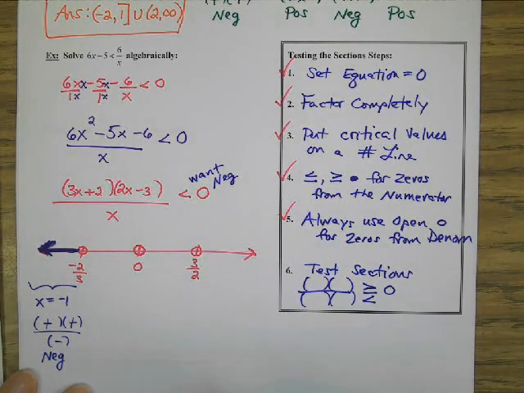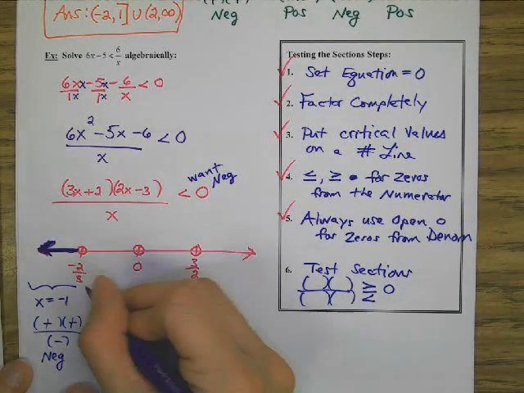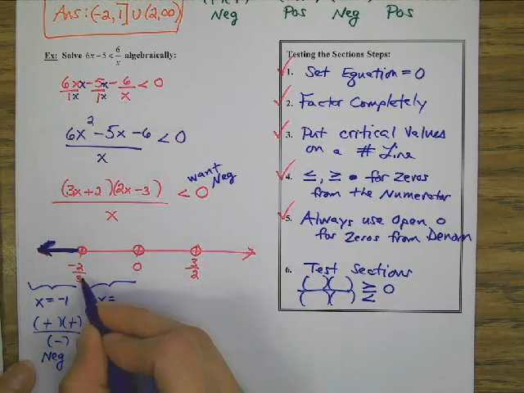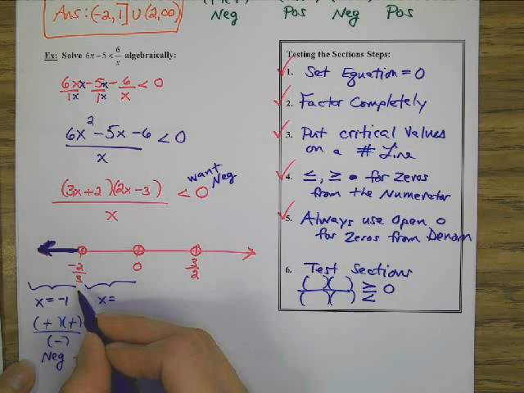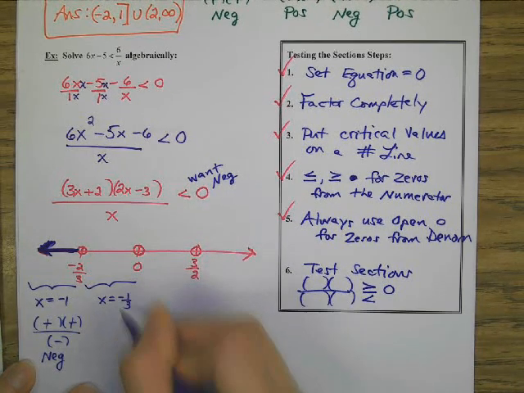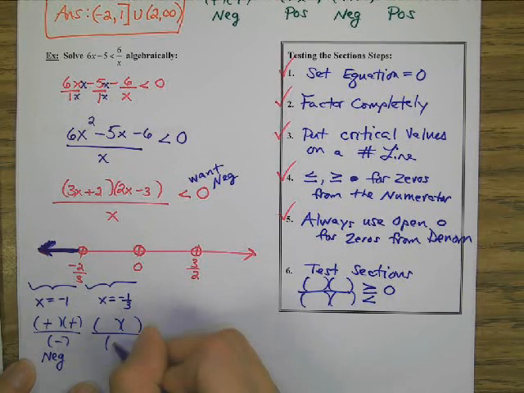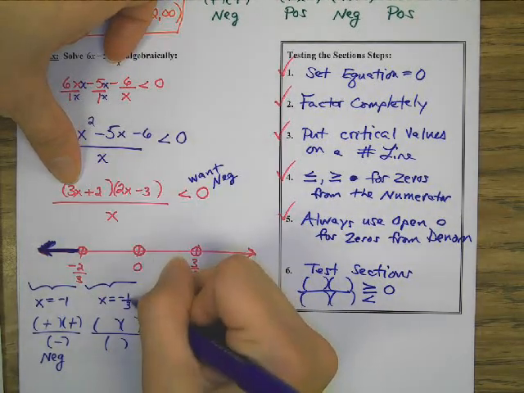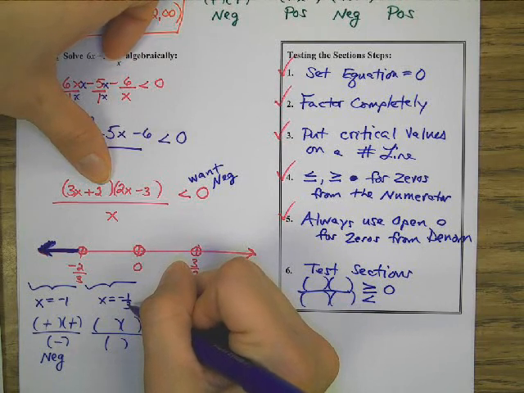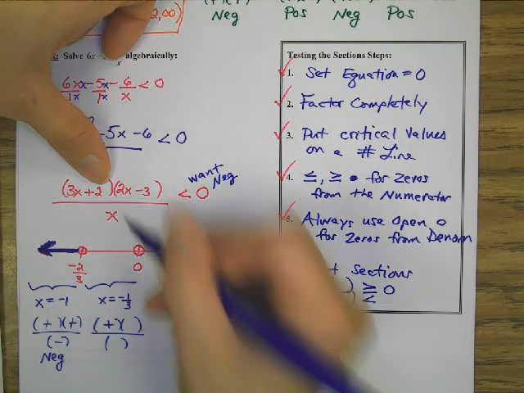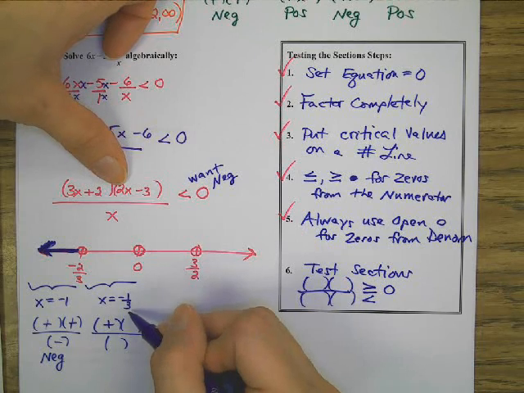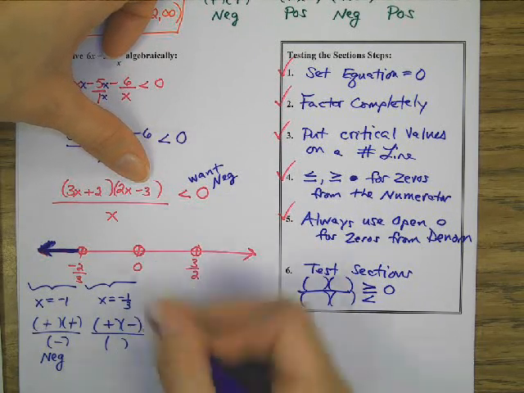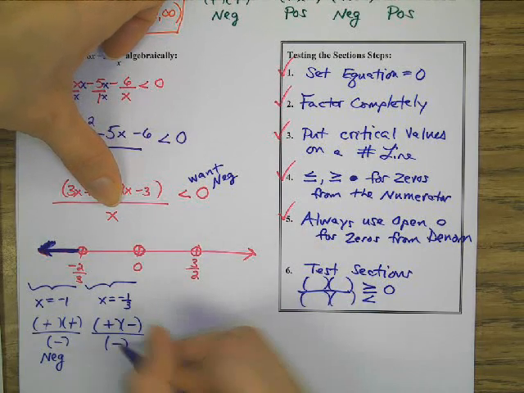All right, let's see. What is between 0 and negative 2/3? Maybe I'll try negative 1/3. Okay, 3 sets of parentheses. Negative 1/3 times 3, that's going to be negative 1 plus 2, that's going to be positive. Negative 2/3 minus some more, that's definitely going to be negative. The bottom is just x, that's a negative. Negative divided by negative is positive. That's not what we want, not a good section.